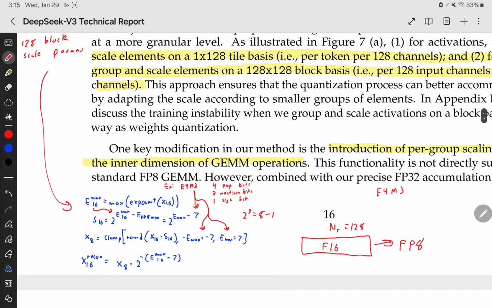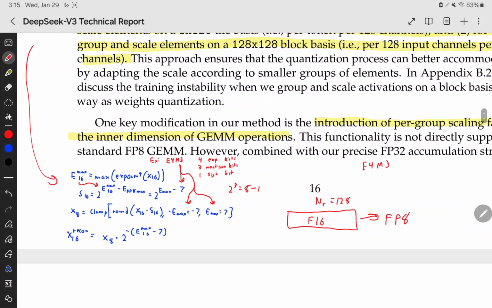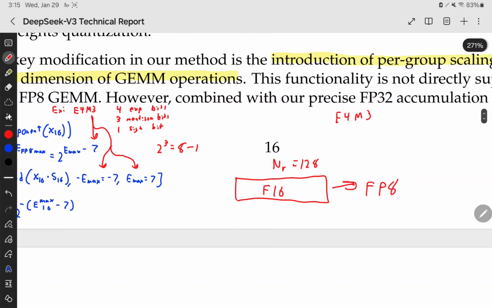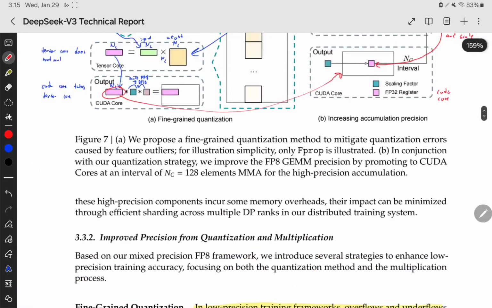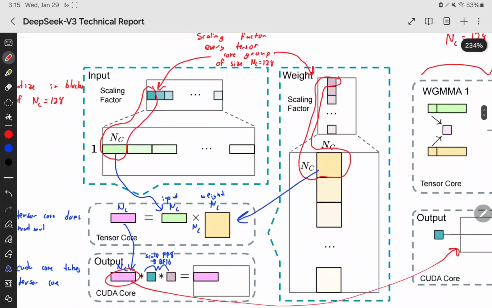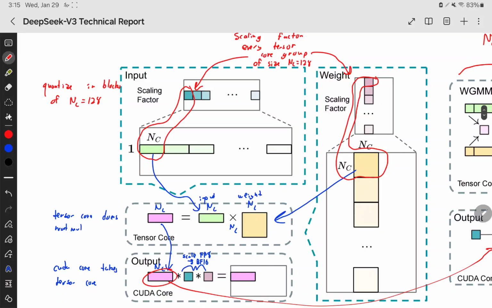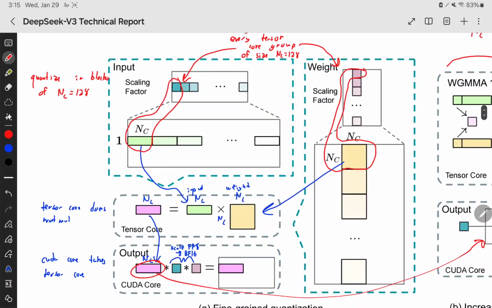But basically, you're dividing by some value, but you're dividing by a value that is universal to a set of floating point values. So they mention over here, you have this scaling factor, and the scaling factor is like you have your input and you have your weight. So this is going to be our input here.